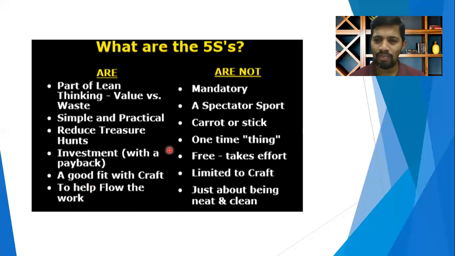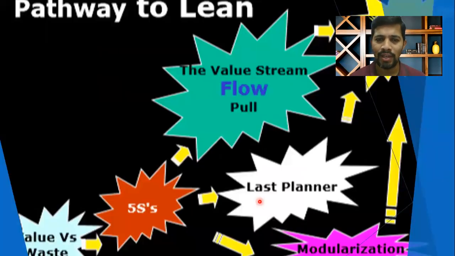It's not coming from the requirement of ISO or any of the mandatory ones. Practical means that if you want to adopt it, you can adopt it. The benefit is more. The carrot or stick, and one-time thing, meaning when you set it up one time, you always need to monitor, and it is like a one-time activity or one-time project. It takes less effort, more result. Limited to craft and just about being neat and clean. That's all about 5S.